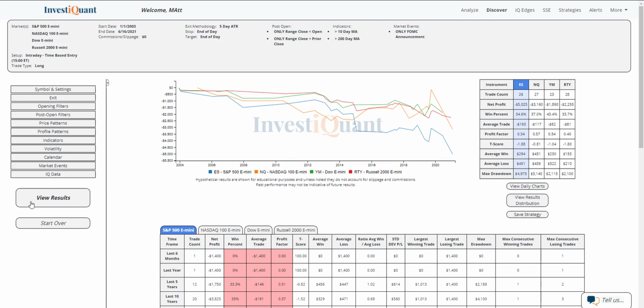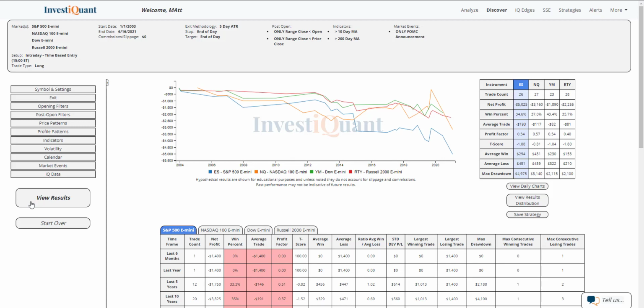If we look at the win rates on these, they are all weak. You've got the S&P coming in at 35% of these having closed above that 3 p.m. price when this pattern is true. For the NASDAQ, it's 37. For the Dow, it's 43. And for the Russell, it is 36. So all of those are fairly weak win rates.